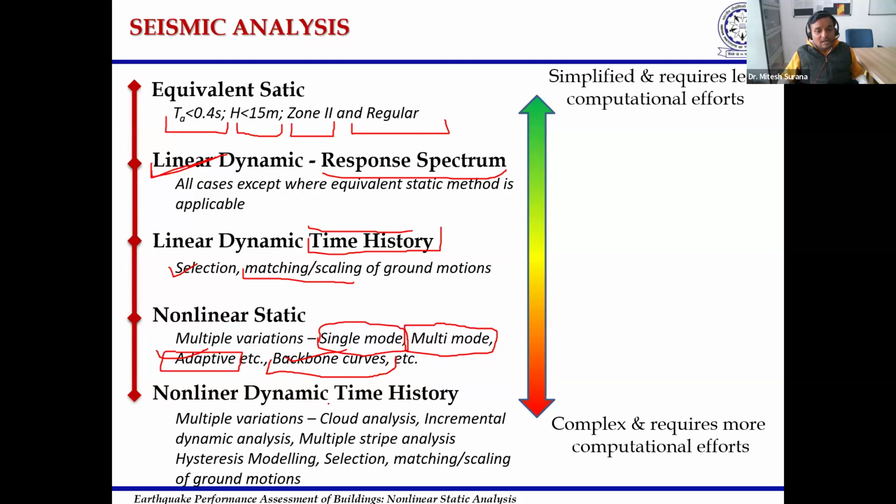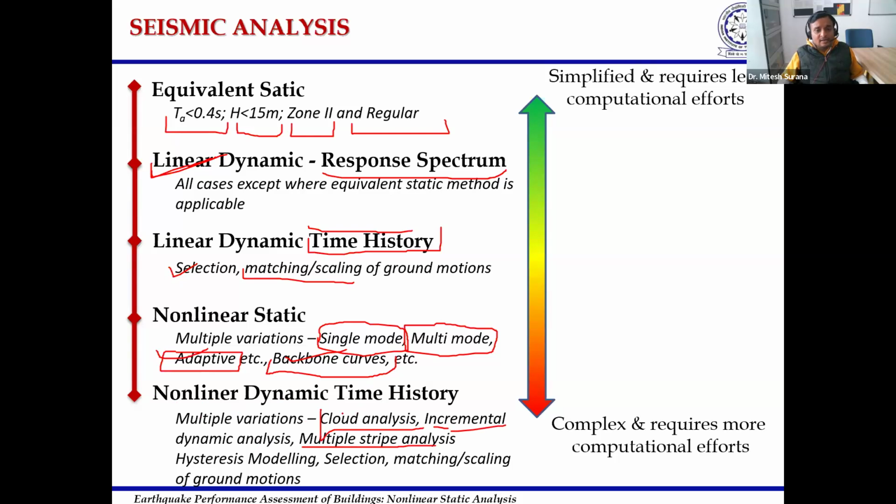So nonlinear dynamic time history analysis is the most complex analysis that we can conduct to assess the earthquake performance of any structure. And again, in nonlinear dynamic analysis also, there are several variations that we can encounter. Those variations are called cloud analysis, incremental dynamic analysis, and multiple stripe analysis. So these are different types of nonlinear dynamic analysis.